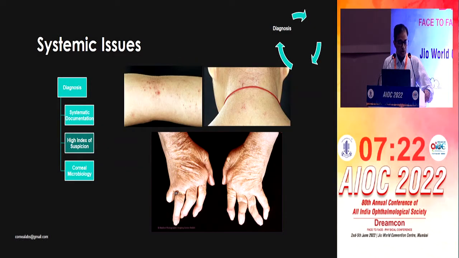You should document the size of the hypopyon. Should also note the systemic issues, like the patient could have allergies, the patient could have rheumatoid features on his fingers.